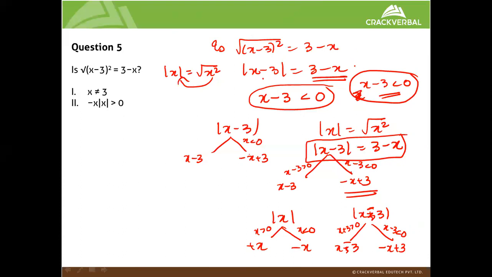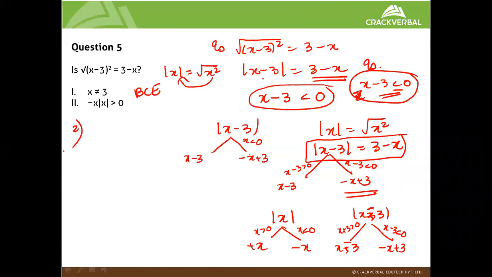Now I've broken down this entire question to: is x minus 3 less than or equal to 0? A couple of people have said that it can be equal to 0. Yes, I'm not denying that. So will the first statement be sufficient? If x is not equal to 3, is that enough information to say that x minus 3 is less than or equal to 0? Definitely not. So BCE.